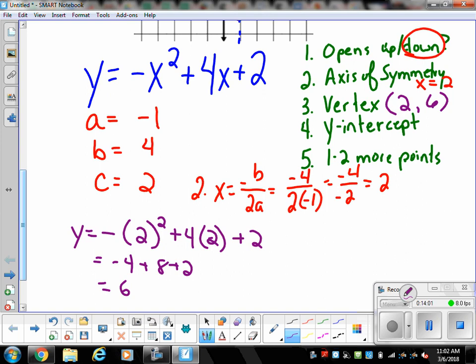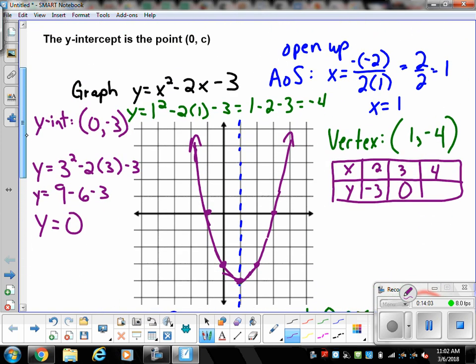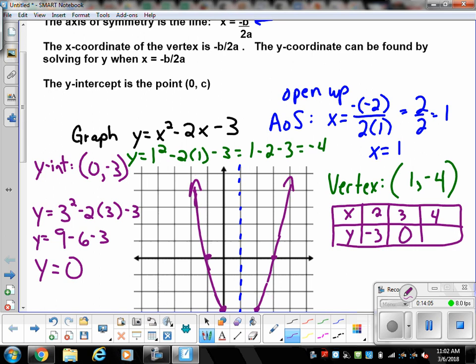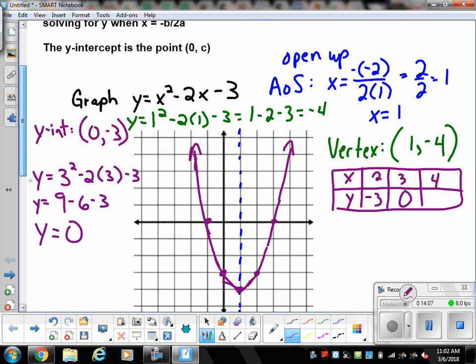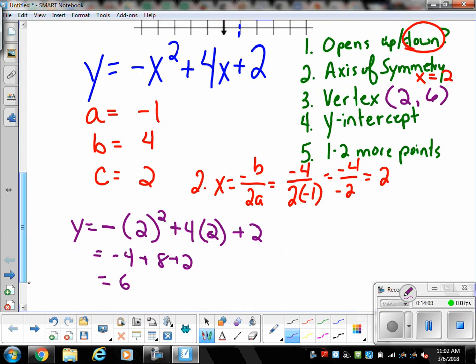Okay, the y-intercept, if we go back up, it says the y-intercept is the point 0, c. So y-intercept is the point 0, and then what is our c? We got a lot of 2's in here. Okay, so there's me another point.